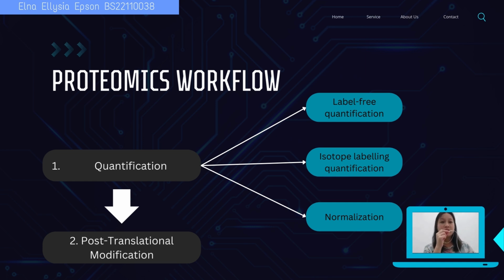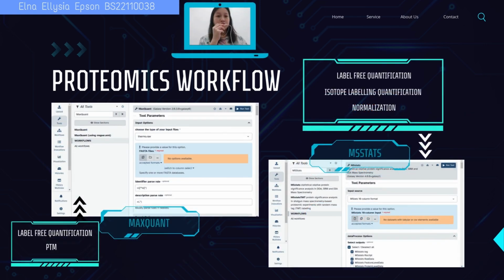After we acquired the data and normalized it, we need to quantify the proteins using several methods, which are label-free quantification, isotope labeling quantification, and normalization. And the second step would be post-translational modification analysis. Label-free quantification is used to estimate the protein abundance by comparing protein intensities between samples. This will use the MaxQuant and MSstats tools.